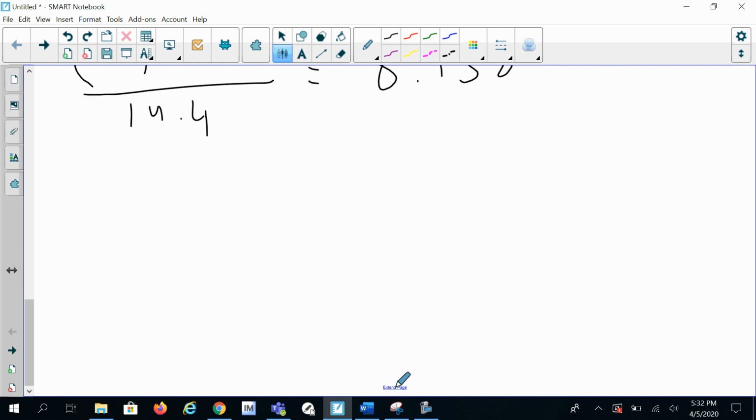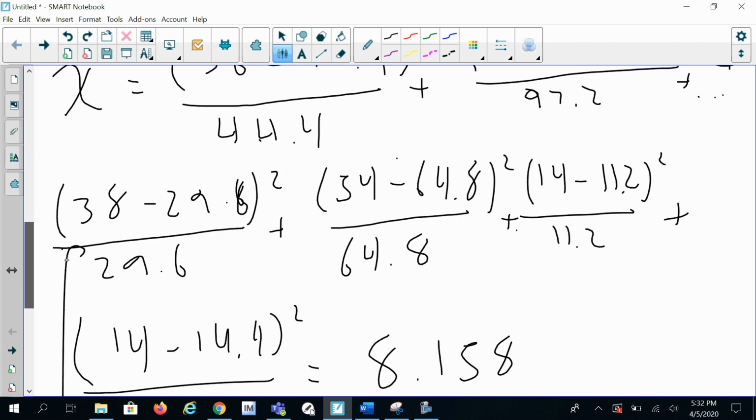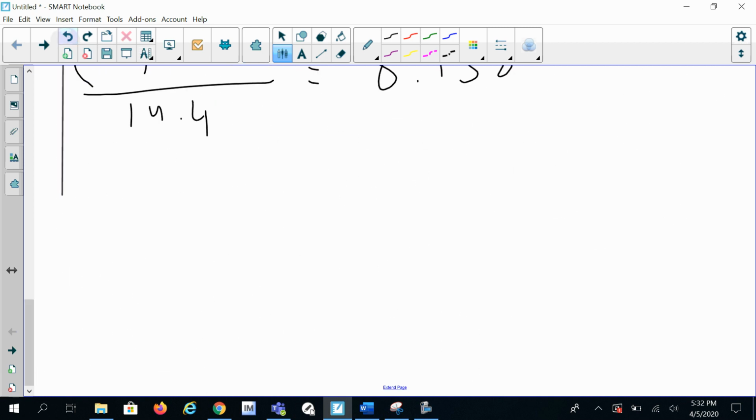All right, we have our chi-square value. Now we need degrees of freedom. Degrees of freedom is a little different here. You can't just do the number of categories minus 1. So let's find our DF here.